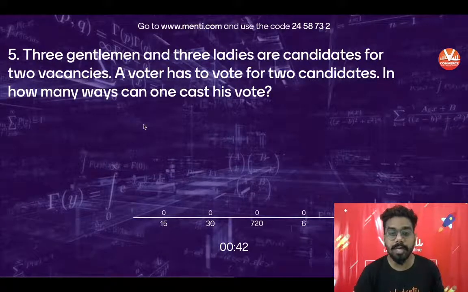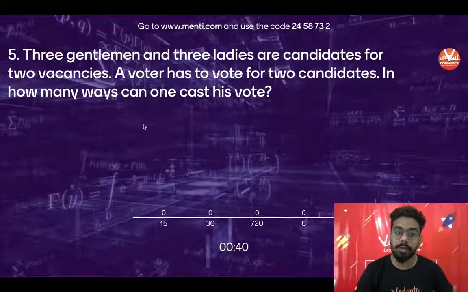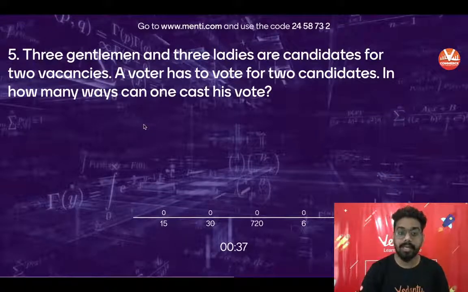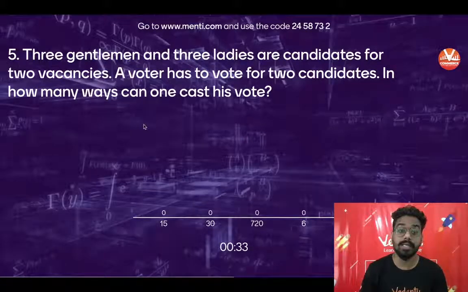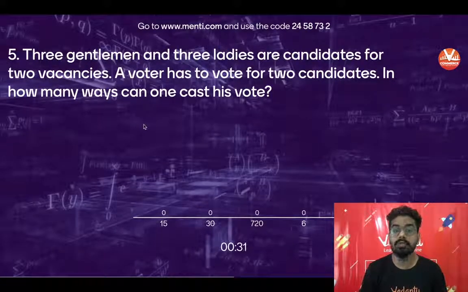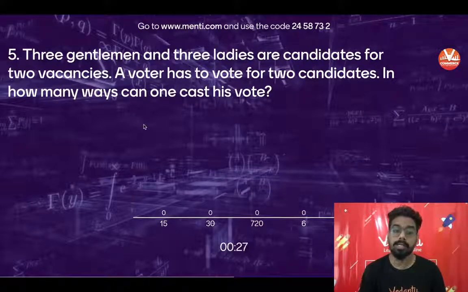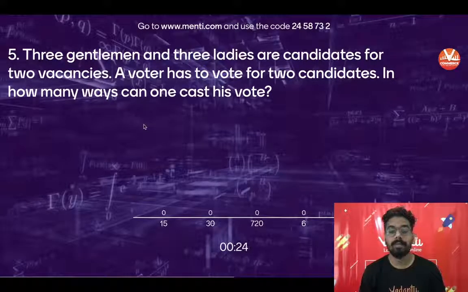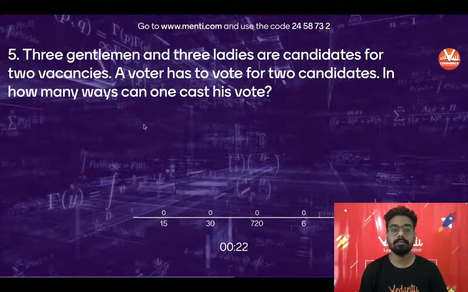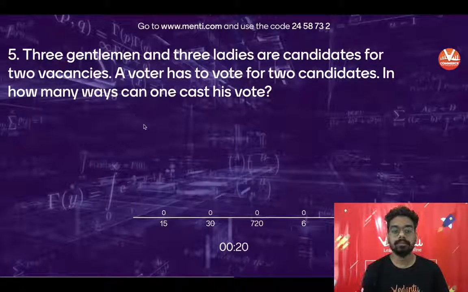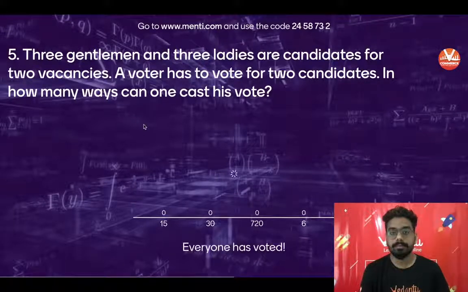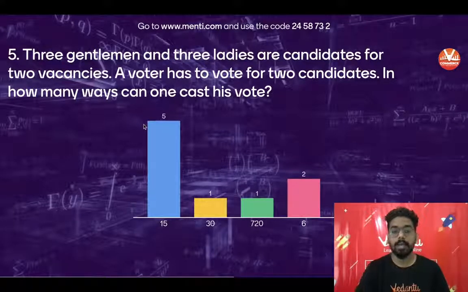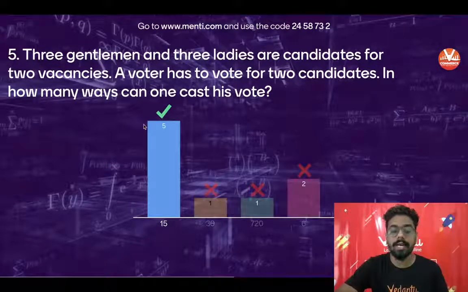Question number 5 is: 3 gentlemen and 3 ladies are the candidates for the 2 vacancies. There are 2 vacancies. A voter has to vote for 2 candidates. In how many ways can one cast his vote? Okay, so let's see how many of you have given the right answer.